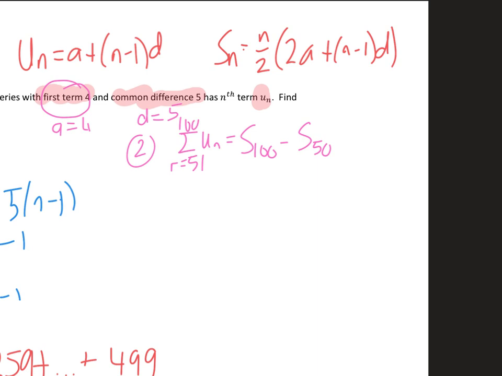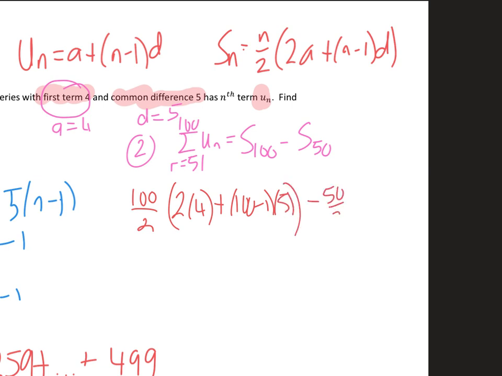So S100 would be 100 over 2, so N over 2 times 2A, so 2 times 4, plus N minus 1, so 100 minus 1 times 5. Take away S50, so 50 over 2, times 2A, so 2 times 4, plus N minus 1, so 50 minus 1 times D, so times 5. And type that in my calculator.